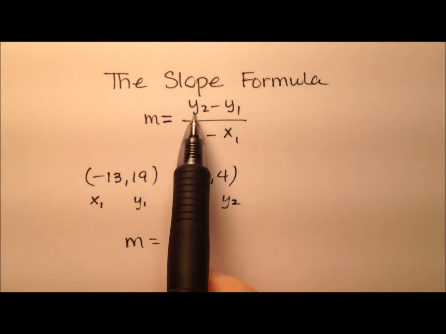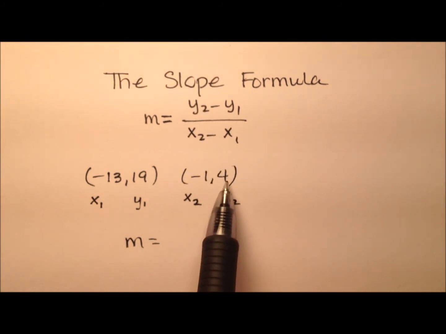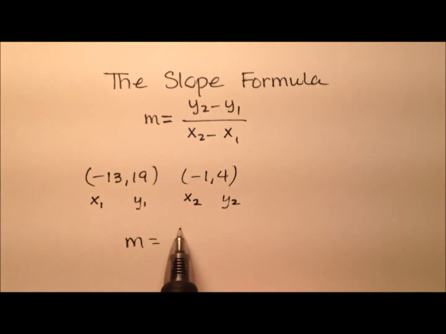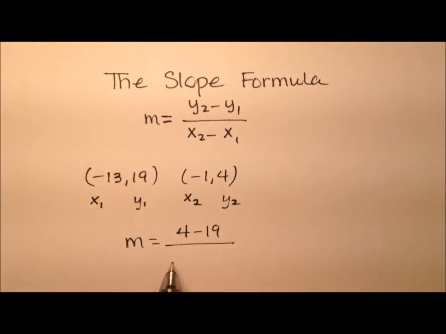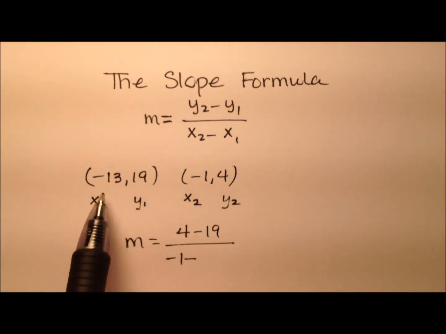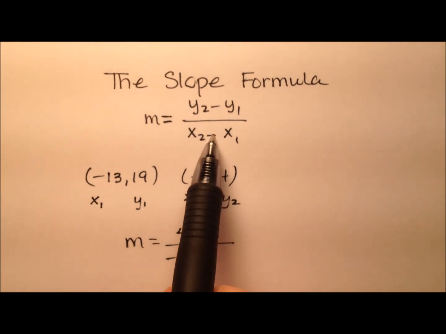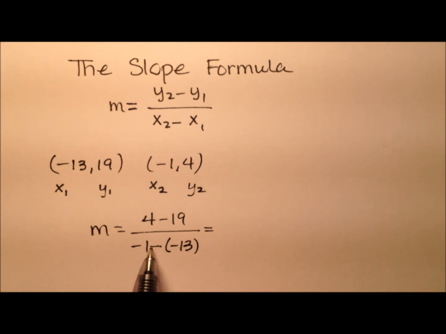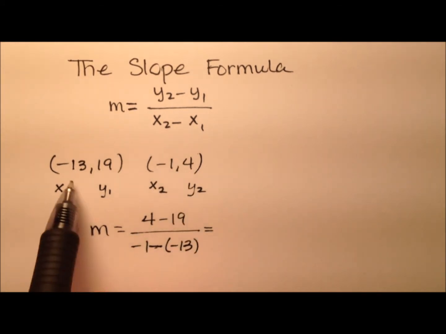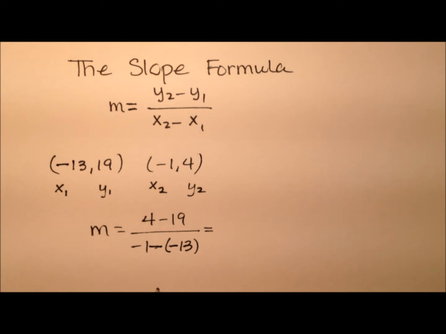So m equals y2 minus y1. So we're going to say 4 minus 19. And in the denominator, x2 minus x1, it's going to be negative 1 minus, and here we have to be really careful because what we're subtracting from the formula is actually a negative number. And that is one of the common mistakes that students make, is they don't either add the negative from the formula or they don't add the negative in here from the number itself, but we do need both. And what we'll see is when we subtract a negative, a little swoosh swoosh.